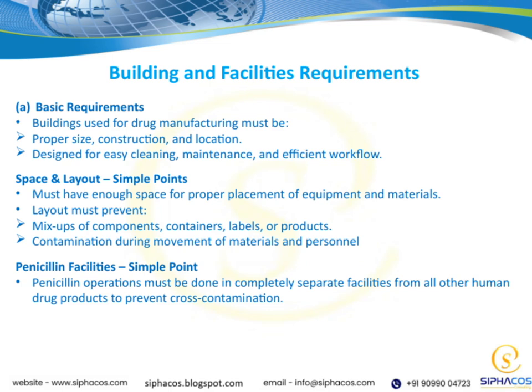Now, focusing on penicillin facilities, there's a very specific requirement. Penicillin operations must be conducted in completely separate facilities from all other human drug products. This separation is critical to prevent cross-contamination, which could compromise the safety and efficacy of other drugs. In summary, these building and facilities requirements emphasize proper sizing, thoughtful design, careful layout planning, and strict separation, especially for sensitive products like penicillin. All of these elements are fundamental to maintaining quality and safety in drug manufacturing.